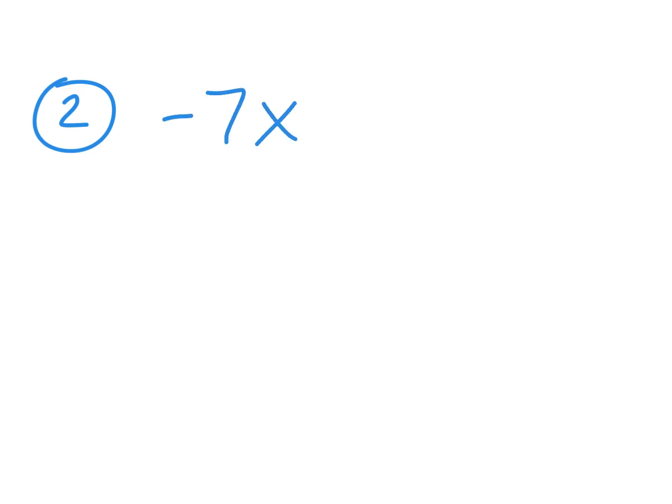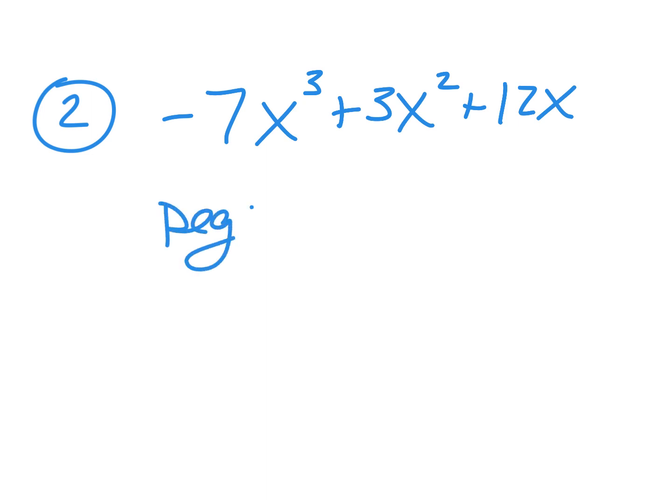-7x to the exponent of 3, plus 3x squared, plus 12x. Perfect. And what do they want to know first? Degree again. What is the degree? 3. What's the next thing they want? Leading coefficient. What do you think? -7. You are correct.